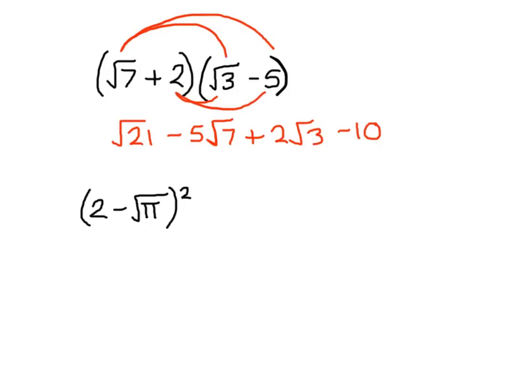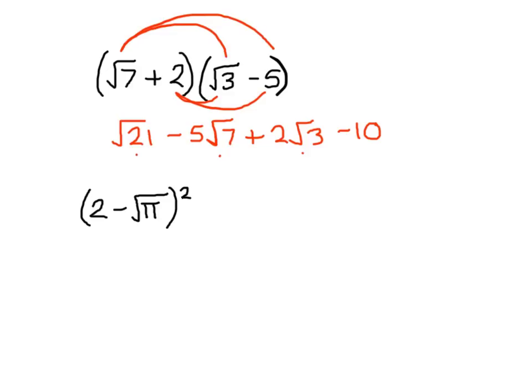Now, we can't simplify anything here. Square root of 21 can't be simplified down into the form a root b. And I can't put any of these things together since they're not the square root of the same number. So that's all we can do with that. There's nothing more we can do with the question. So we've got to leave it like that.